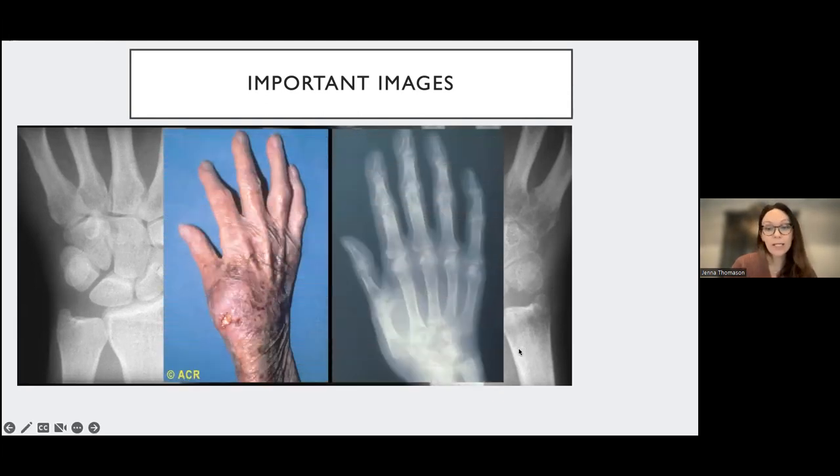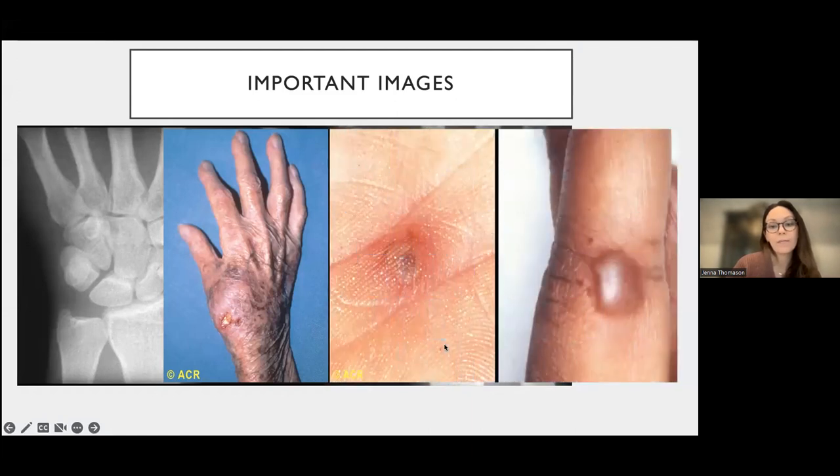This is a patient also with a destructed wrist from septic arthritis. This patient had TB arthritis, and it's common to have this draining sinus tract to the skin in patients that have TB or fungal arthritis. Unfortunately, very destructive here.